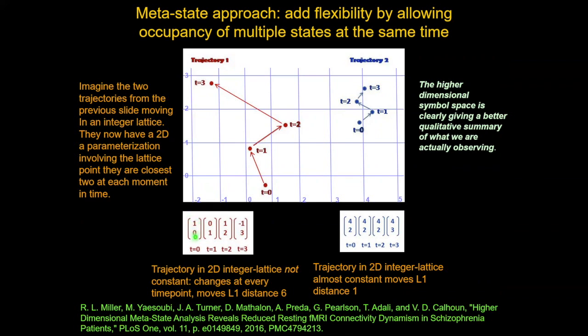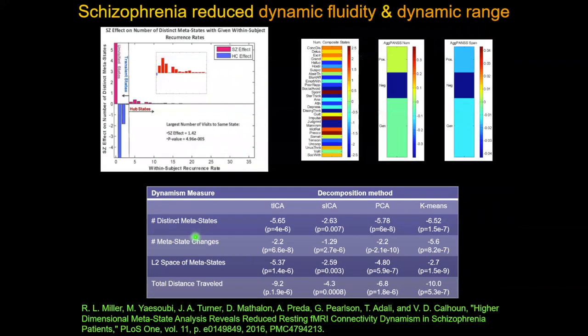We can then summarize metastates with a number of metrics. For example, the number of distinct states, the number of changes, the total distance traveled in that state space. And so that gives us some really interesting global summary metrics of dynamics. And here, for example, what was interesting was, regardless of how we estimated the states using either ICA or PCA or k-means, we see comparisons between schizophrenia patients and healthy controls show similar directionality in that they showed reduced dynamic fluidity, reduced dynamic range.